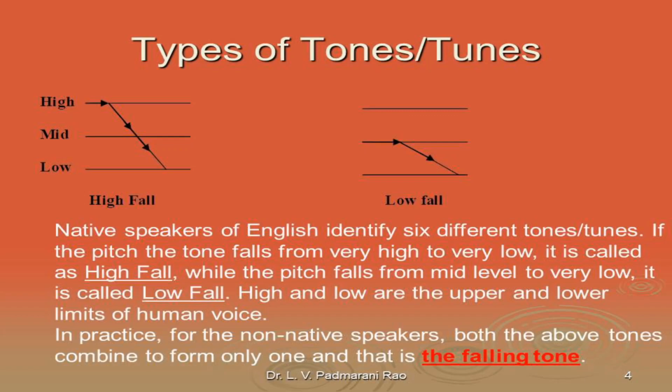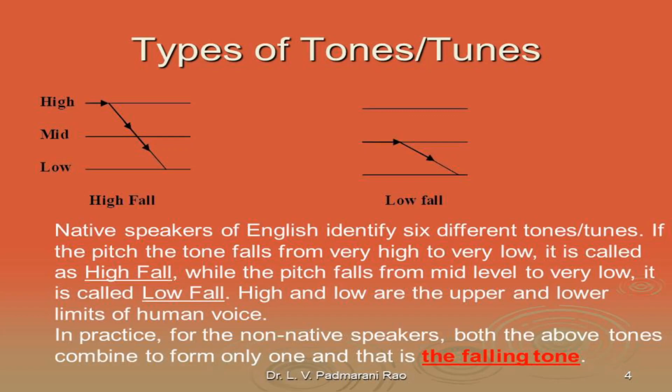The native speakers of English identify 6 different types of tones or tunes. If the pitch of the tone falls from very high to very low, it is called the high fall. As you could see in the first diagram, the speaker has started at a higher pitch, and from the high pitch, it immediately falls down to mid and to low also. And because it is taking the path of high, mid, and low, it's called the high fall.